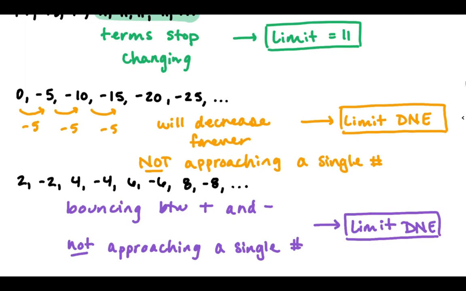Okay, so I hope this helped you get a better understanding of how to find a limit or how to determine if it does not exist.